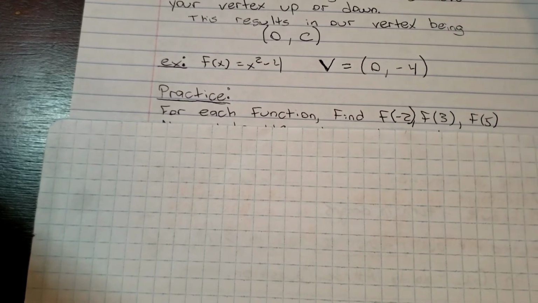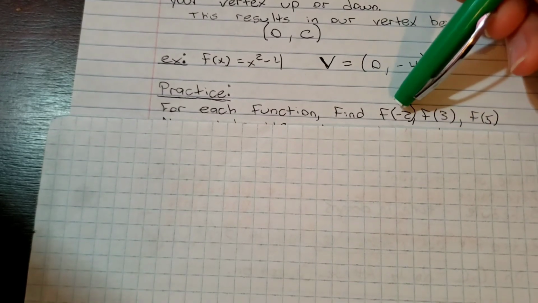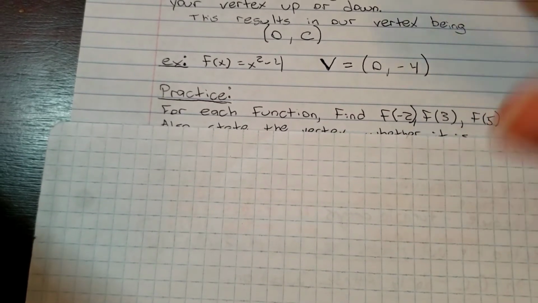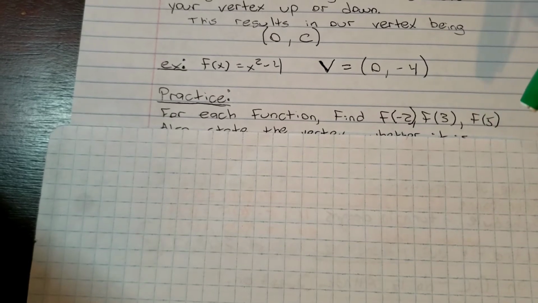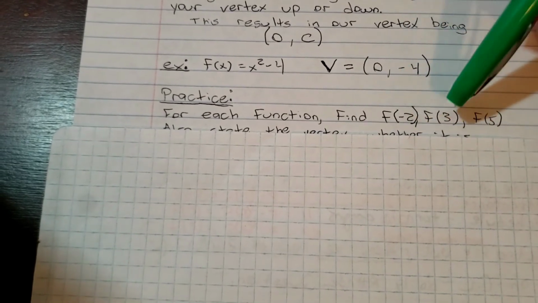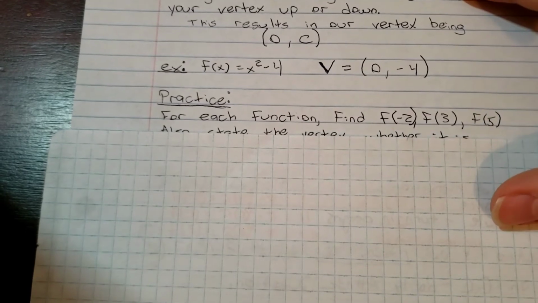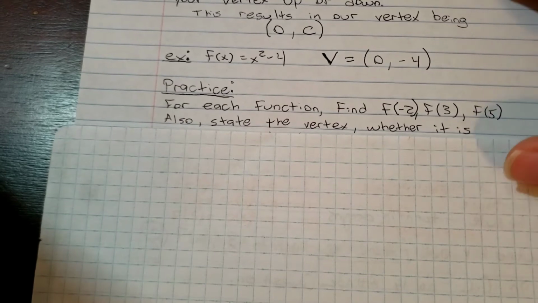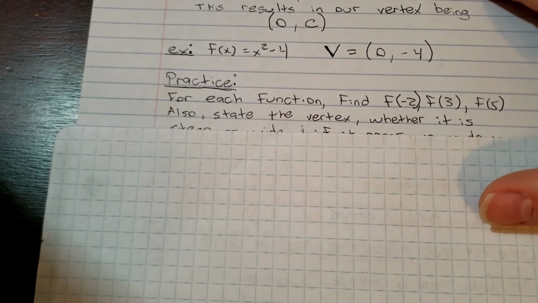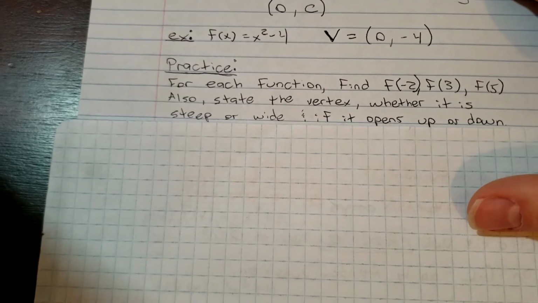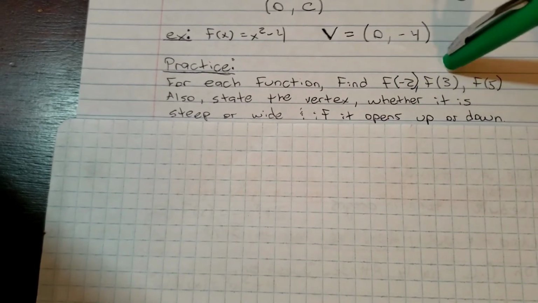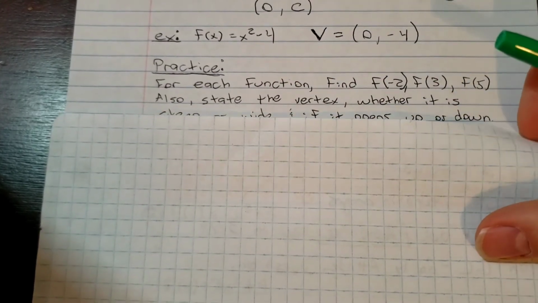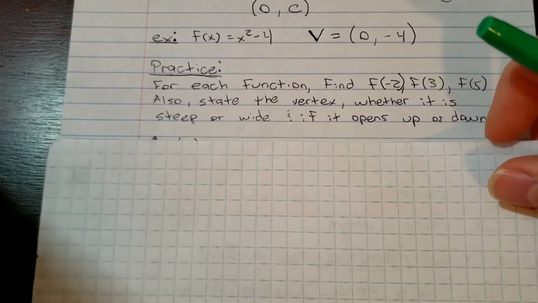Now, for each of these functions, find f of -2, f of 3, and f of 5. That means our domain, so plug in these numbers for x. Don't do 1, 0, and -1. Do these three numbers and plug them in. Find their y values. Also state the vertex, and whether it's steep or wide, and if it opens up or down. So I need these 3 points and these 3 bits of information. I'll walk through the first one with you.